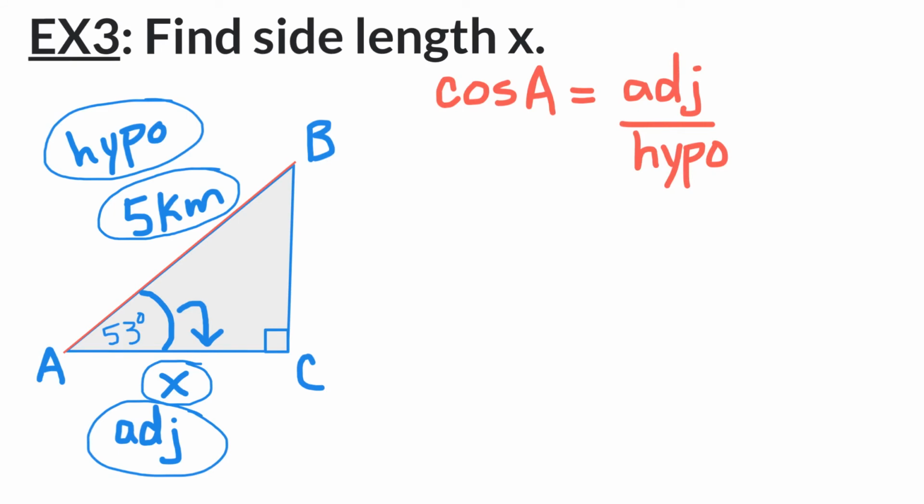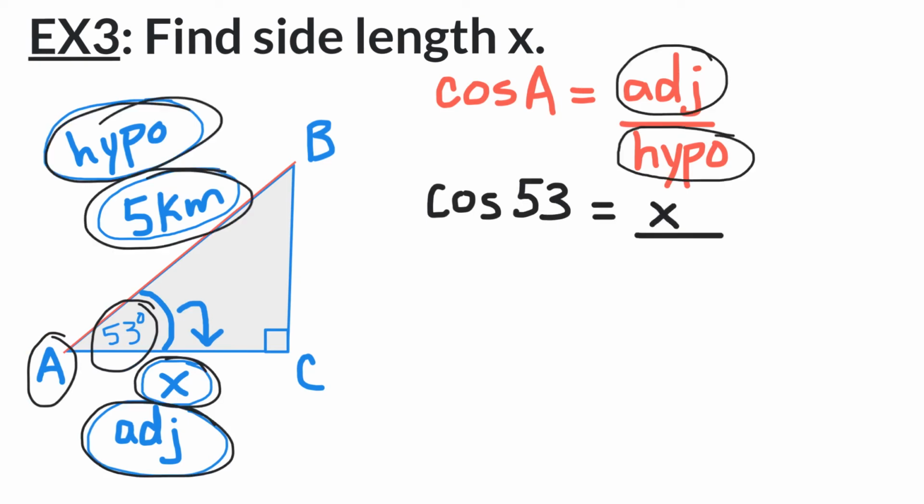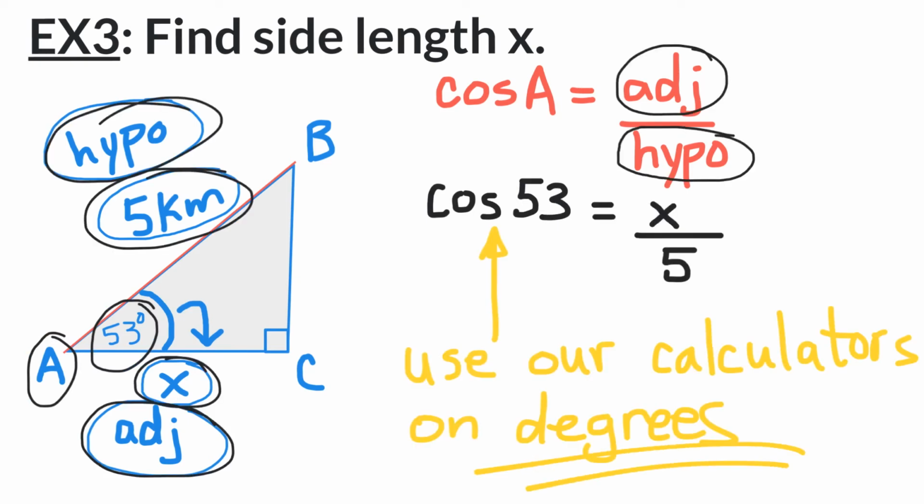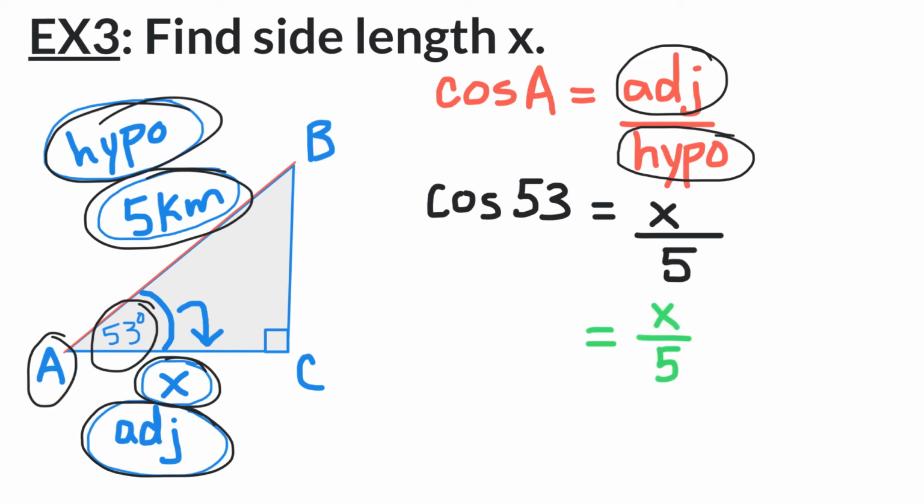Now let's plug in the numbers that we are given. Cosine 53 degrees equals x over 5. Now we find cosine 53 on our calculators, which equals 0.60181. Remember this number as a fraction over 1.